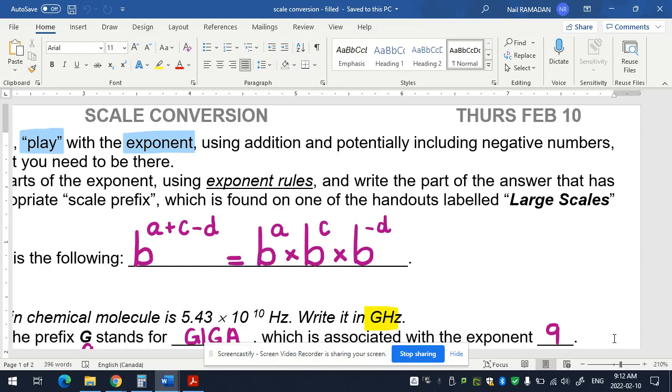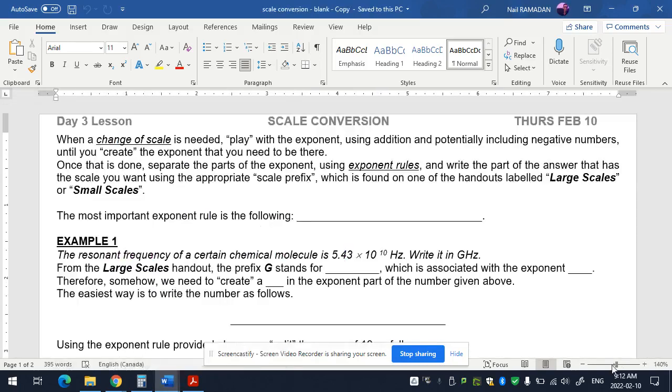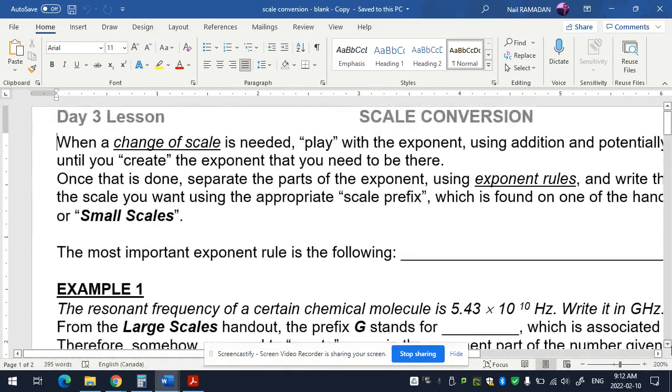Okay? Here's the good news, everyone, about scale conversion. You're never going to have to do 3. You're only going to have to do 2. So it's only going to be b times like ac or a minus d. So it's only 2, not 3. Okay? All right. Let's actually look at the question we have.